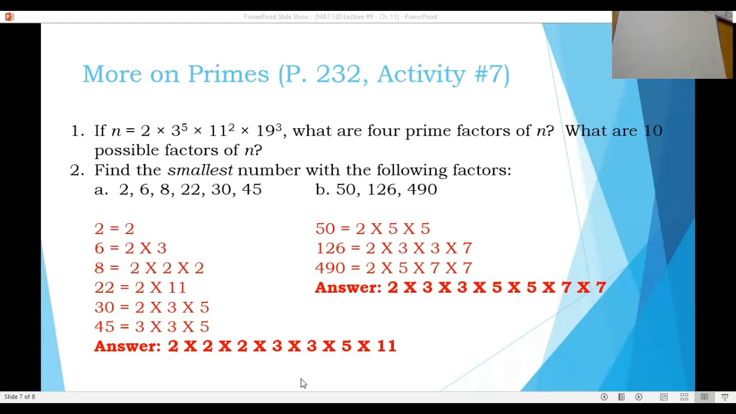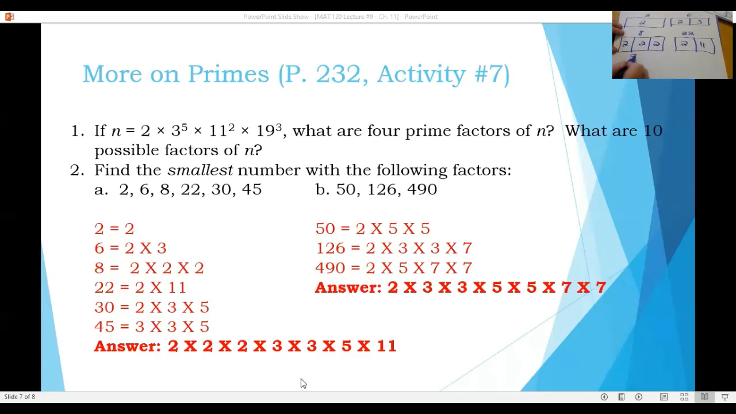What we could do is take all of those numbers and write out the prime factorizations of them, like you see there. 2 is already prime, 6 is the same as 2 times 3, 8 is 2 times 2 times 2, etc. Let's put these all out, okay? 6 numbers. I have 2, which is just 2. I have 6, which is 2 times 3. I have 8, which is 2 times 2 times 2. I have 22, which is 2 times 11.